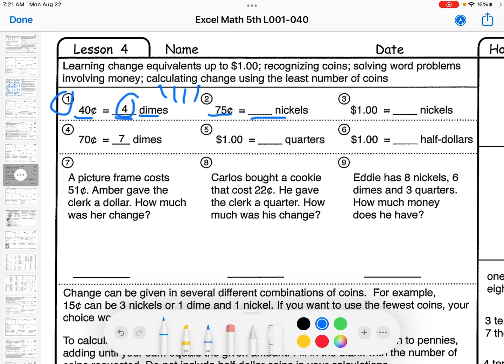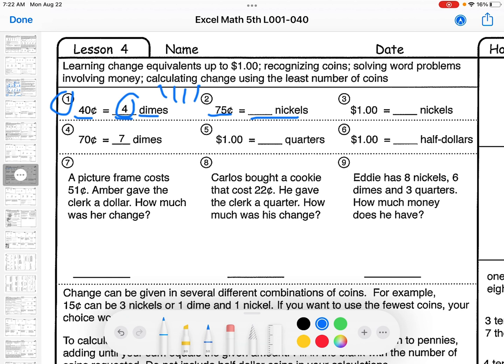75 cents equals how many nickels? Let me give you a little hint. A nickel is 5 cents. So what you're going to do is use your fingers to count up to 75, and whatever's on your fingers is the number of nickels that you need. Pause the video. Try number 2. Turn it back on when you're ready.